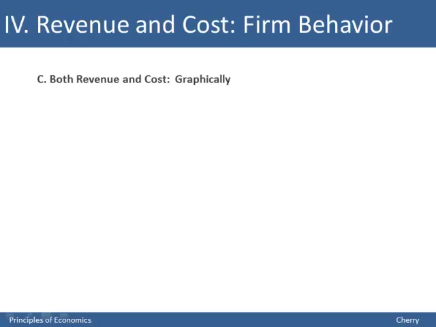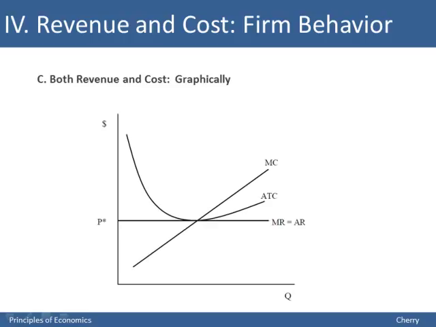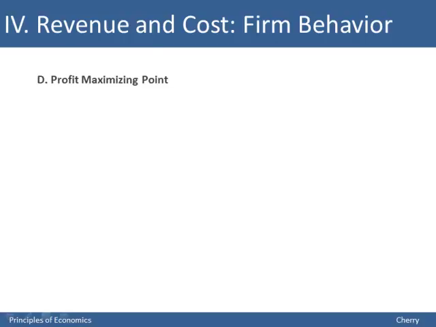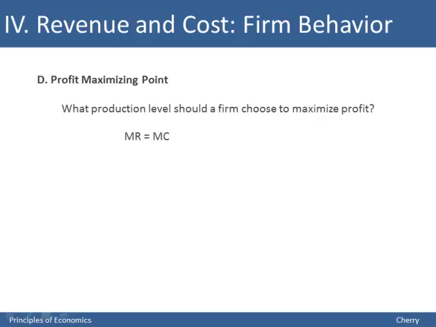So now we can put the two together, the revenue and the cost structures of the firm. So let's graphically put them together, and we're just putting part of the cost structure up because those are the most important curves, the marginal cost curve and the average total cost curve. Now that we have revenue and cost put together, let's look at some decision making that the firm has to undertake. First, we're going to look at the profit maximizing point. And what that is: what production level should a firm choose to maximize its profit? And the short answer is it's going to be where marginal revenue equals marginal cost.